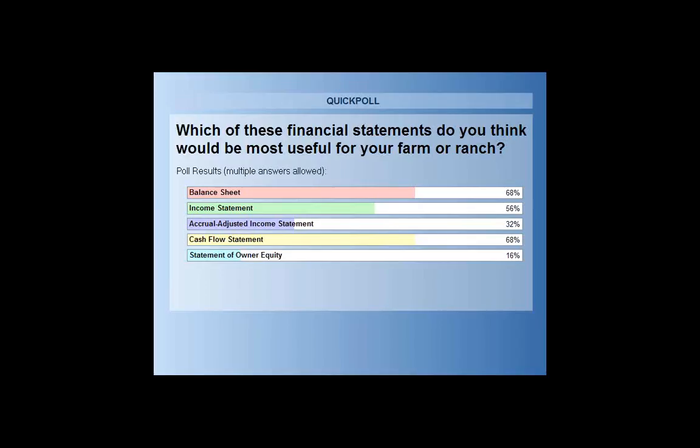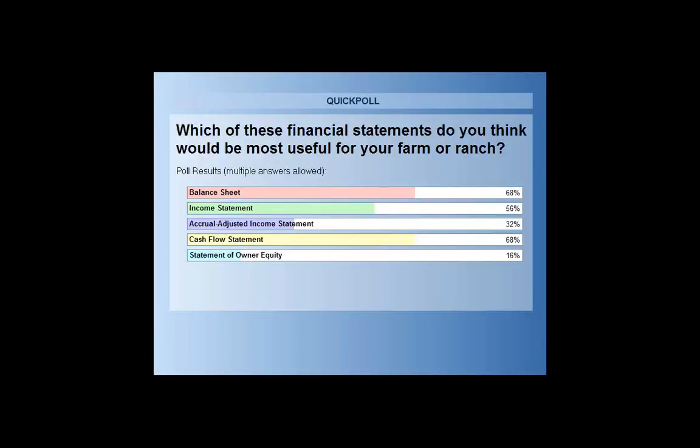And if we go ahead and look at this, for our balance sheet, 68% thought it was very important. Income statement, 56%. Accrual adjusted income statement, 32%. Cash flow statement, 68%. And statement of owner equity, 16%. Okay, great. So I'm really curious about your feedback on this, Ken. Was this kind of what you would expect to see in terms of prioritization?